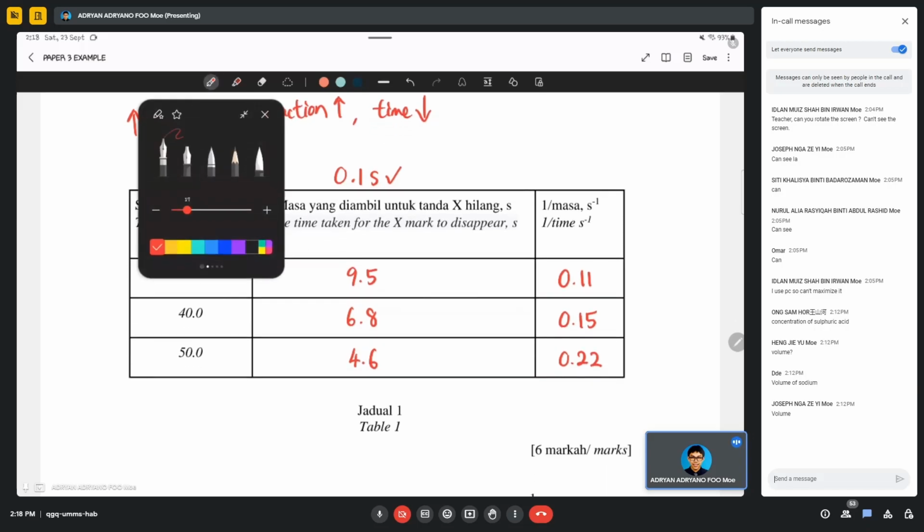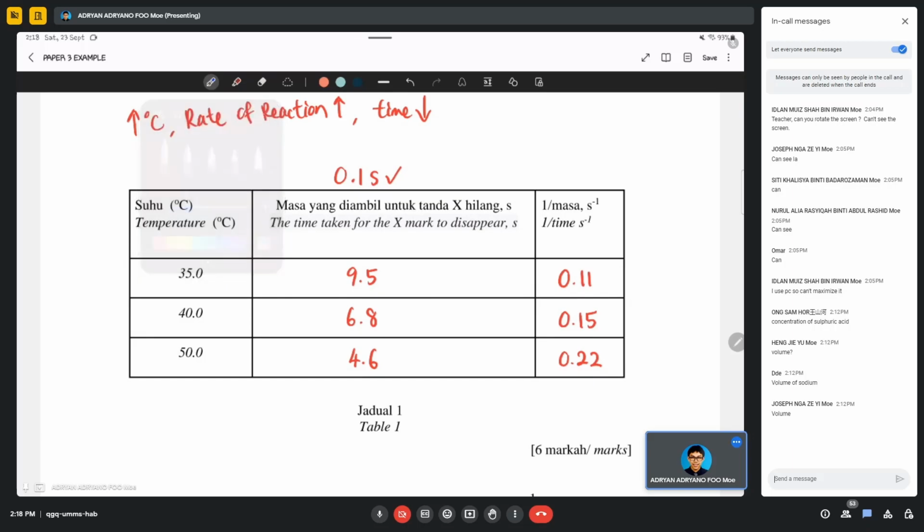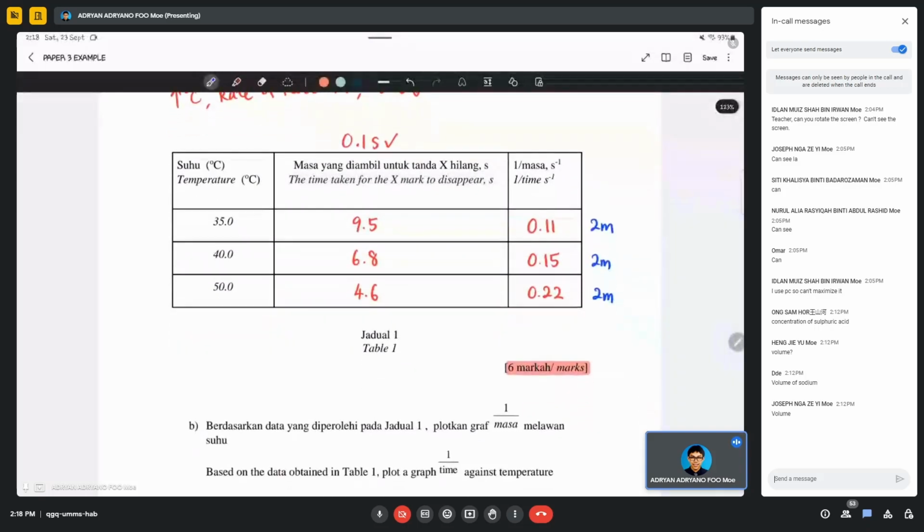Okay, so how do you get the marks? 2 marks here, 2 marks here, 2 marks here. Then total 6 marks. So 6 marks 就这样子拿来了，15分里面你已经有6分。Okay.